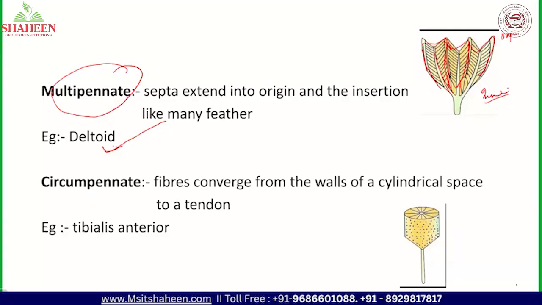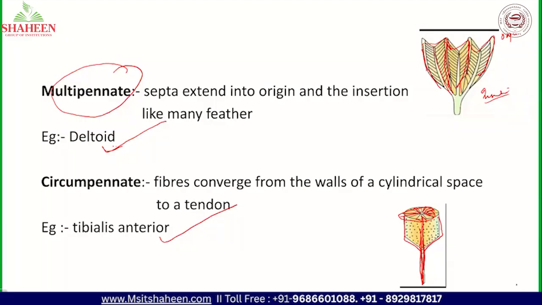Next is circumpinnate. Here, the fibers will converge from the walls of a cylindrical space to a tendon. So this is a cylinder. Here, the muscle fibers converge, the septa will converge to the tendon. The example is tibialis anterior. So we have unipinnate, bipinnate, multipinnate, circumpinnate.